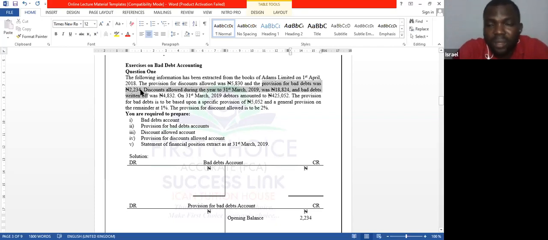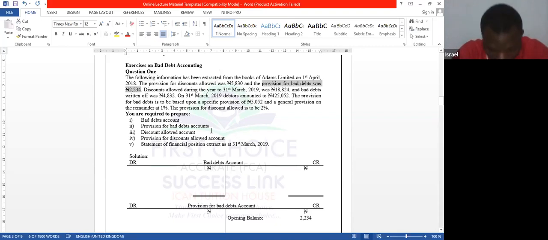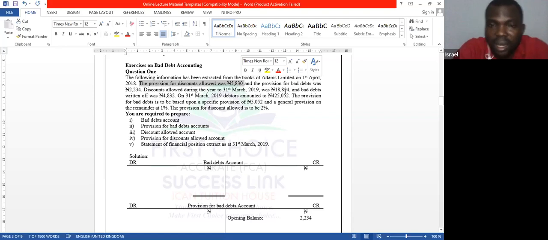Provision for bad debt. That is what? 2,234. Now, when you are done with that, the next thing for us to work on is to treat this one as well, which is provision for discount allowed. We need to treat that, the provision for discount allowed. So how do we do that?